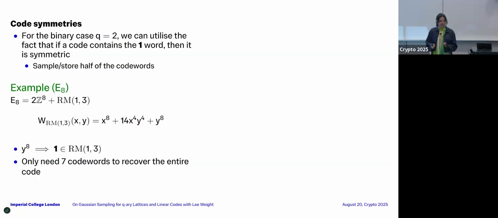So an example of this is the E8 lattice, which we can construct from the Reed-Muller code. And you can see from the weight enumerator here that it's symmetric. So we don't need to store the entire code in order to sample. We can store half of it and then recover the rest of the code words from there.